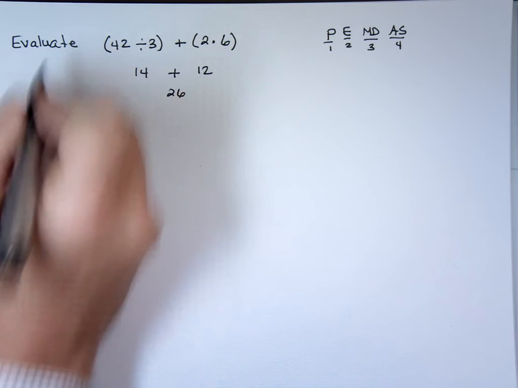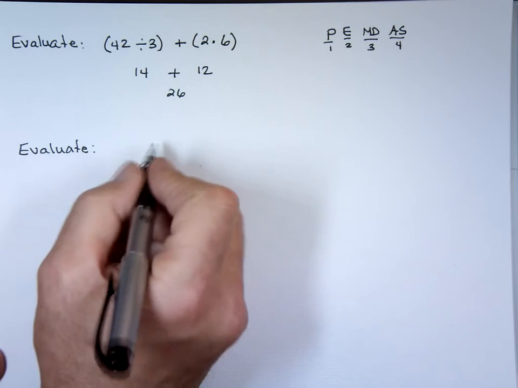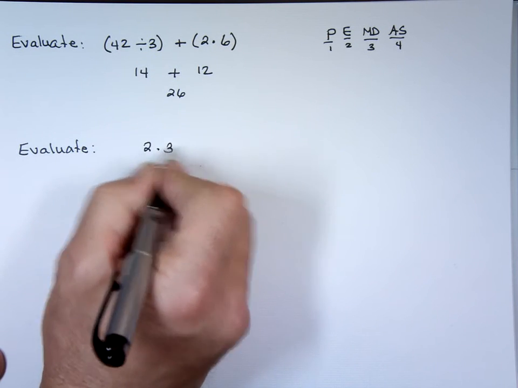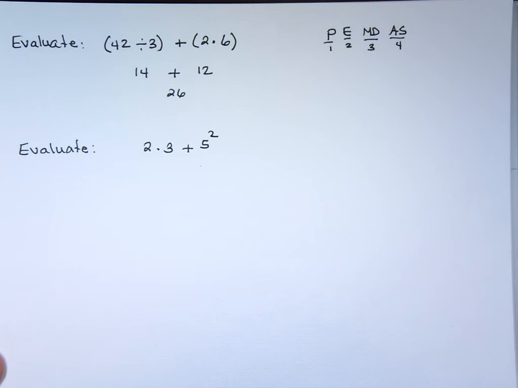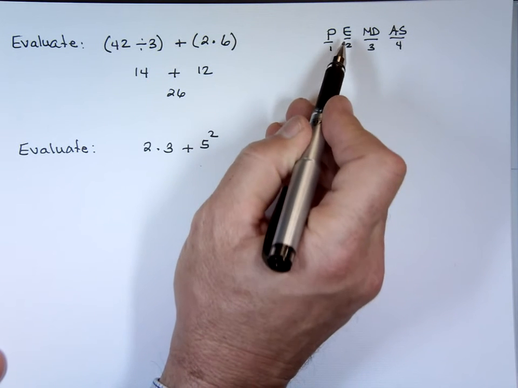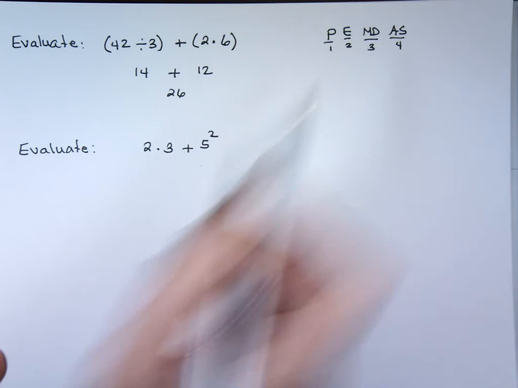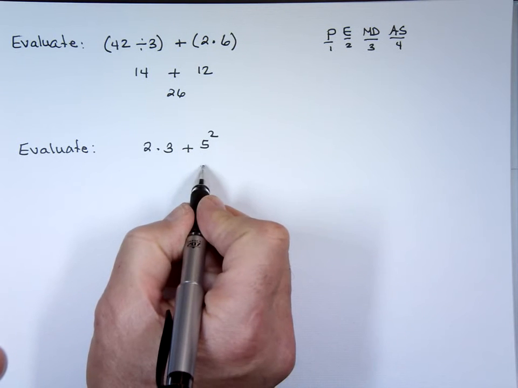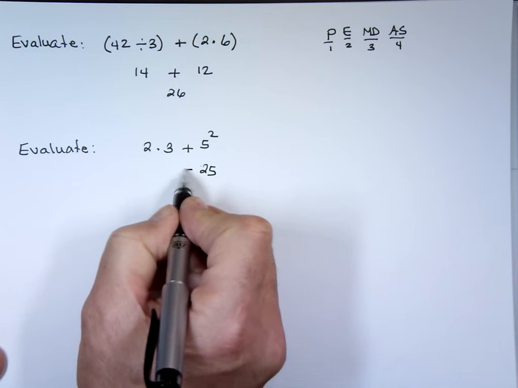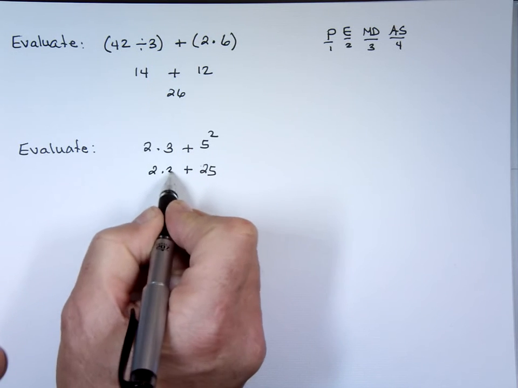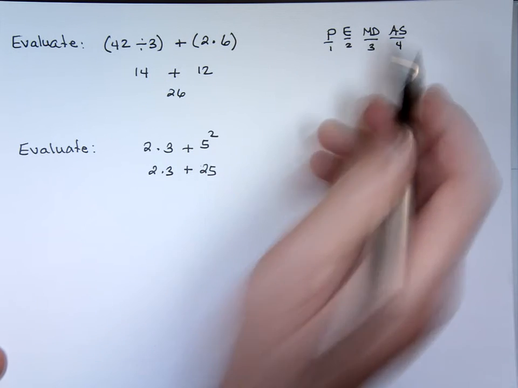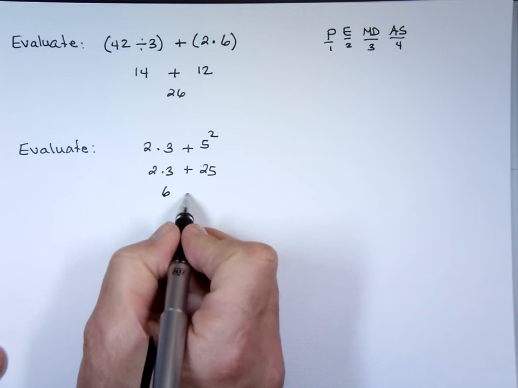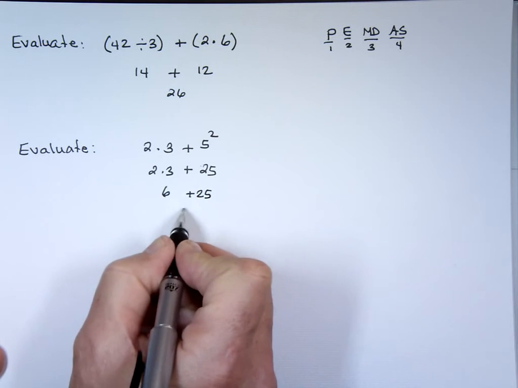Let's try another. Evaluate 2 times 3 plus 5 squared. Notice there is no parentheses, but we do have exponents. So we're going to do the exponents first. 5 squared is what? 25. So if you rewrite that, 2 times 3 plus 25. I have to do the multiplication and division first. 2 times 3, 6. 6 plus the 25, 31.